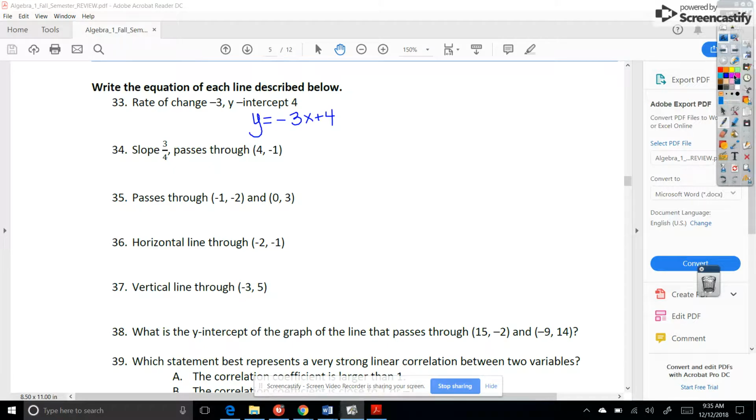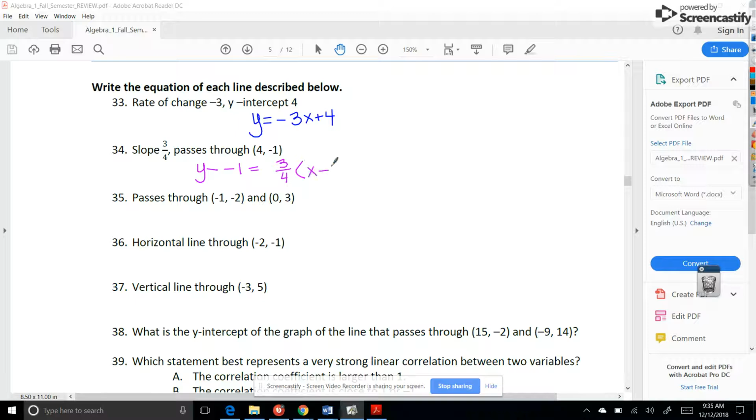So I'm going to write in point slope form, which is y minus the y value equals the slope times x minus the x value. So I have a negative negative, which I'm going to make a positive.